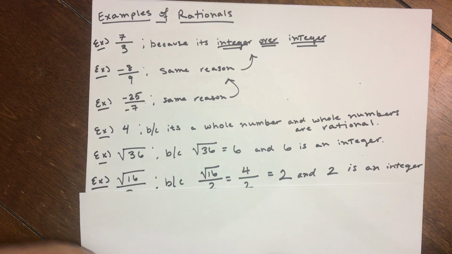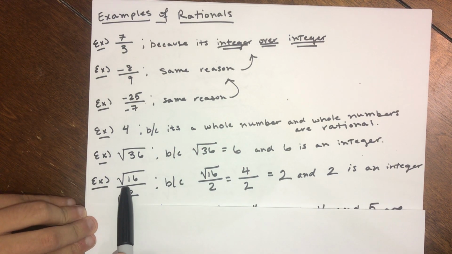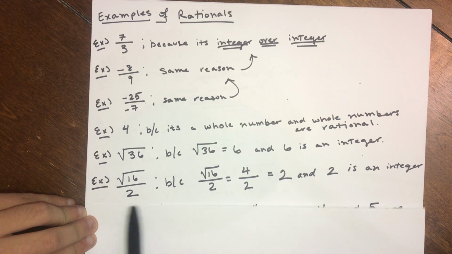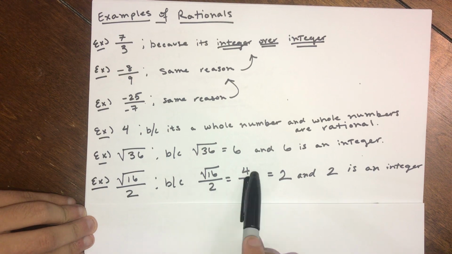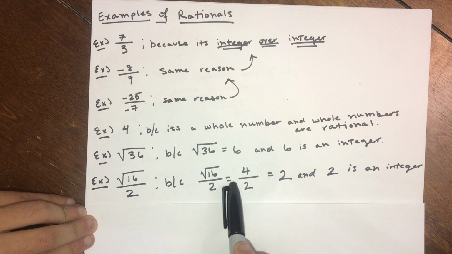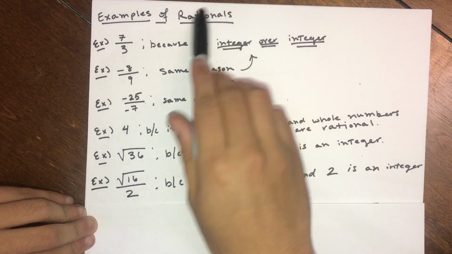Okay? And same thing, we could also have something like the square root of 16 divided by 2. Because the square root of 16 is 4, so the square root of 16 divided by 2 is the same thing as 4 divided by 2, which is just 2. And 2 is an integer, so it's rational.